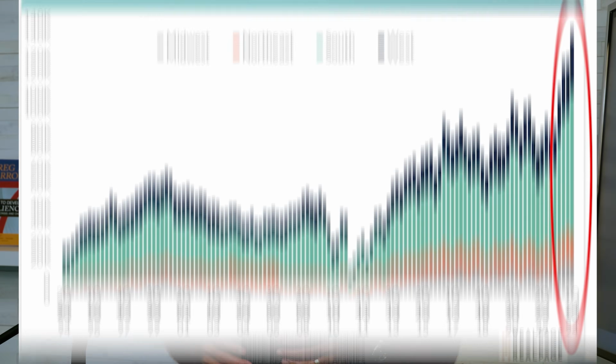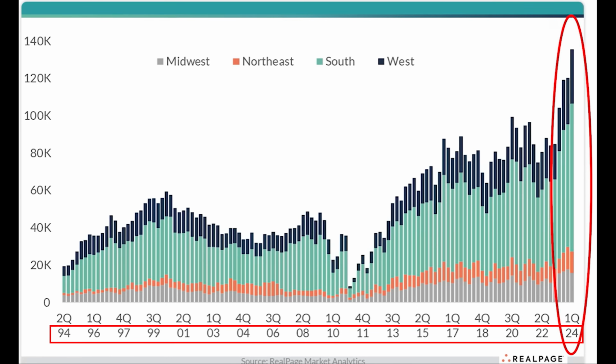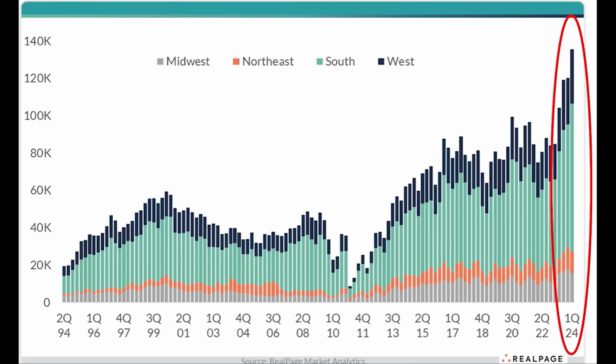But before we move specific to that, I want to show you one more chart that will drive home this fact even more. This is a national chart. This is put out by RealPage, which is great information, by the way. And it will show you overall from the second quarter of 94 all the way up to the first quarter of 24, the amount of units that came on board. And you'll see here at the very end where we circled it, the light green or teal color is all in the South. That's the greatest amount of movement because you had the greatest amount of migration.